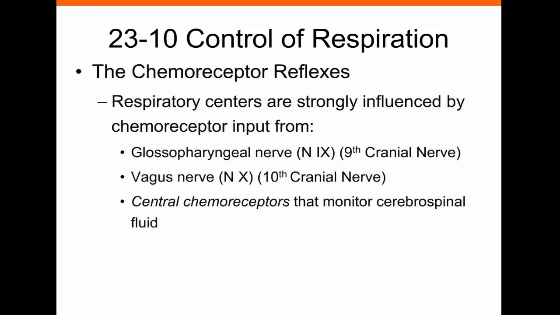So the chemoreceptor reflexes, let's have a look more at those. The respiratory centers are strongly influenced by the chemoreceptor input, and this is from the glossopharyngeal nerve, which is the 9th cranial nerve, and the vagus nerve, which is the 10th cranial nerve. And the central chemoreceptors also monitor the cerebrospinal fluid. So if you get changes in carbon dioxide there will be a change in respiratory function.